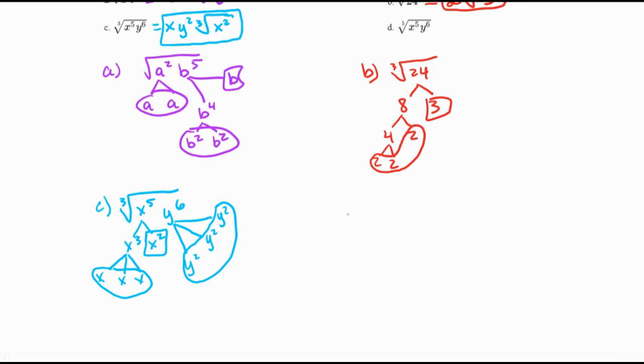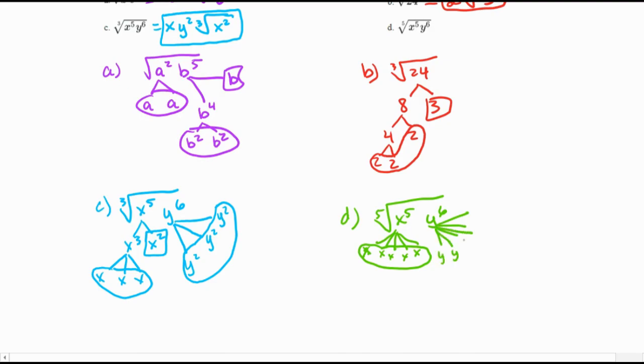And last one here for D, I got the fifth root of x to the power of 5, y to the power of 6. This one's going to look ugly, but I got 1, 2, 3, 4, 5. I'm looking for groups of 5. Luckily, I have exactly 5 x's, so I'm going to pull out x. For the y's, 1, 2, 3, 4, 5, 6, I have 1 more than 5 y's. So what that means is I match up 5 of them, and then what's left over is that 1 y. So I pull out the x, I pull out the y, I still have the fifth root of that remaining y for my final answer for D.